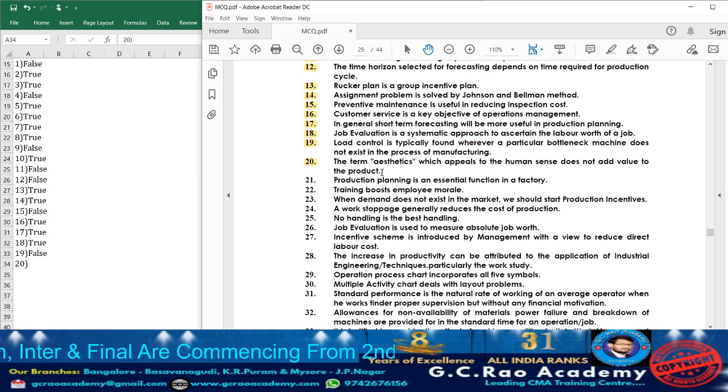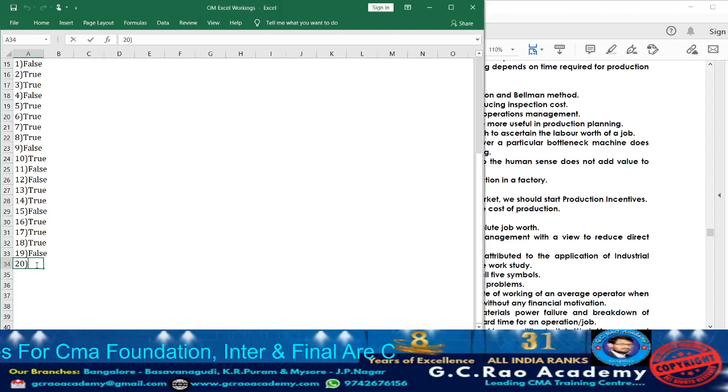What they are telling, the term aesthetics, which appeals to the human sense, does not add value to the product. What is the meaning of aesthetic? Aesthetic means providing more emphasis to beauty and appearance. Here they are telling it does not add value to the product. False. Because nowadays customers do not prefer only quality. Along with that, they prefer a good appearance for the product. So accordingly the statement will be false.